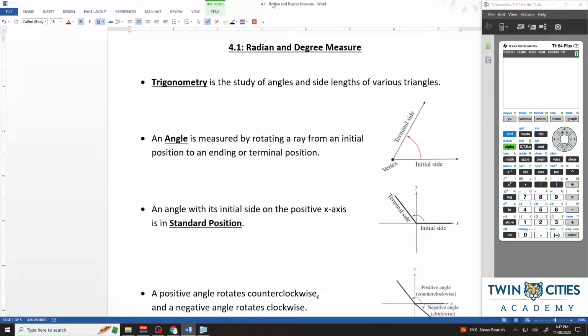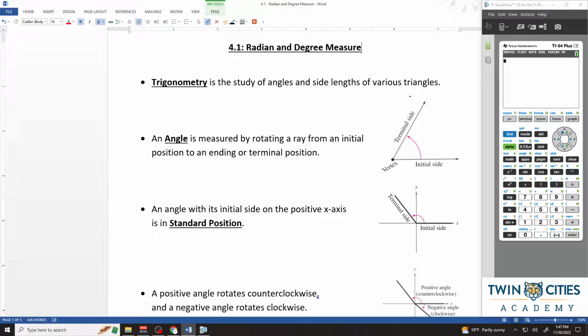Today we're going to learn about radian and degree measure. Before we do that, let's define a few things. These are probably things that you've seen back in geometry. Firstly, trigonometry. Trigonometry is the study of angles and side lengths of various triangles.